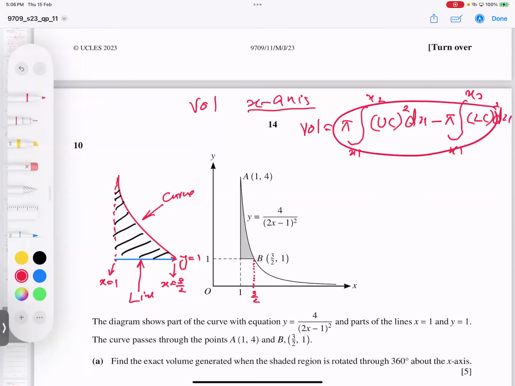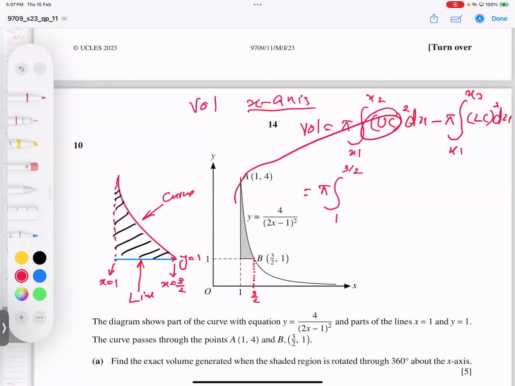When you have the basic formula, you can ask yourself what the upper curve is. x1 is very clear, 1; x2 is very clear, 3/2; and the curve equation is this. So I will write the curve, then plug in later, curve squared dx. Pi is outside. This is planning only, I am not starting the question properly. The line is below, so I write the line squared dx. Planning is done. Now I can continue.